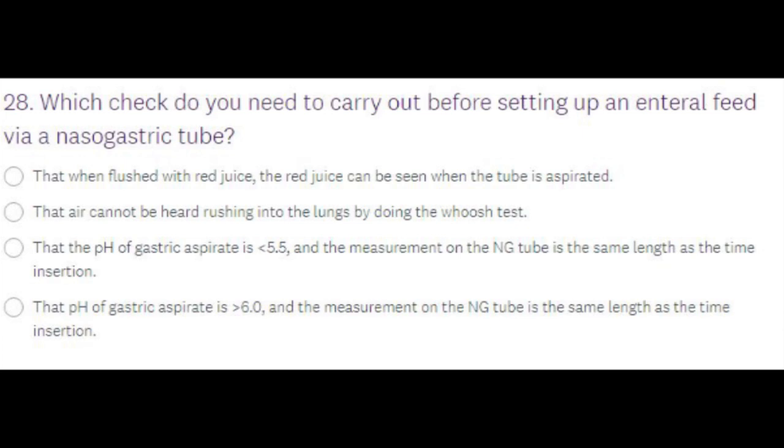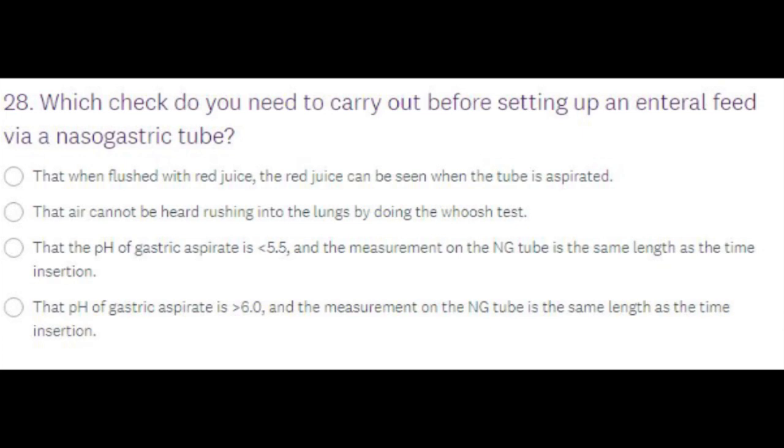tube, that is the nasogastric tube, is the same length as the time of insertion. Option D, that the pH of gastric aspirate is less than 6.0 and the measurement on the NG tube is the same length as the time of insertion.